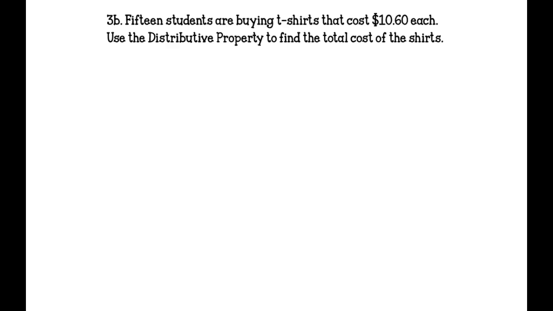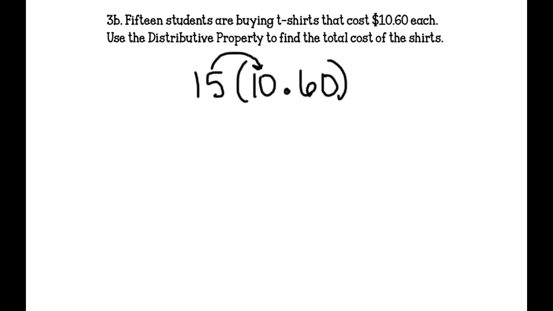3B, 15 students are buying t-shirts that cost $10.60 each. Use the distributive property to find the total cost of t-shirts. Again, I think it's very odd, but they just want you to know that you can set it up like this, which we already know is multiplication, so I guess we're just ahead of the game, but that's what the book wants you to know, is that you can take this and multiply it, and 15 times 10.60 would give you $159.